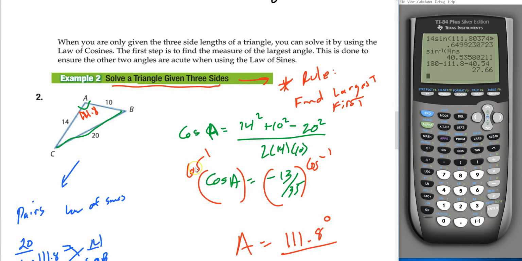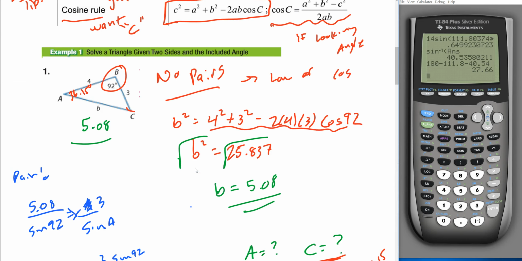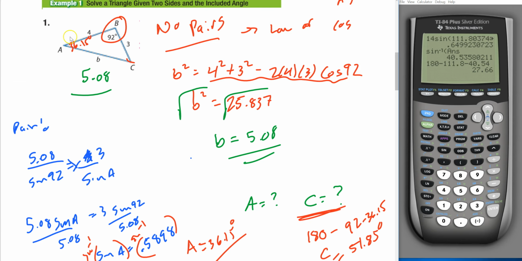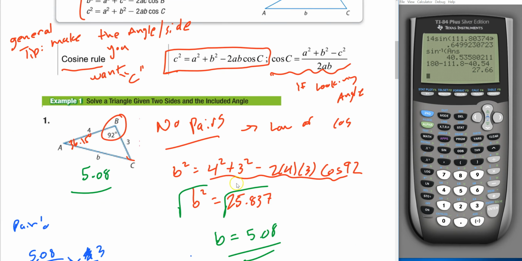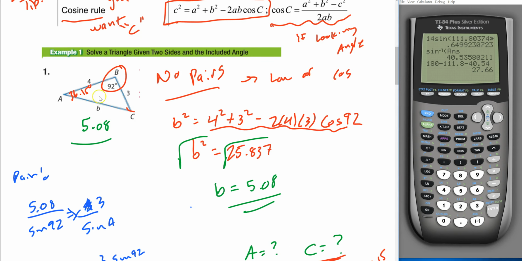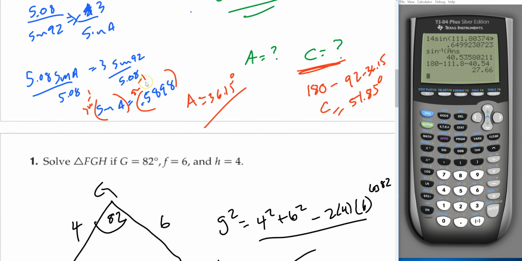So those are two types of law of cosines problems. In one of them, you're looking for a side. So again, no pairs, law of cosines. If you have a pair, you can do law of sines. If you're looking for a side, use this formula right here. Just plug it in, putting it all into your calculator. Don't forget to square root it. And once you have that, you have a pair, so you can do law of sines if you want.